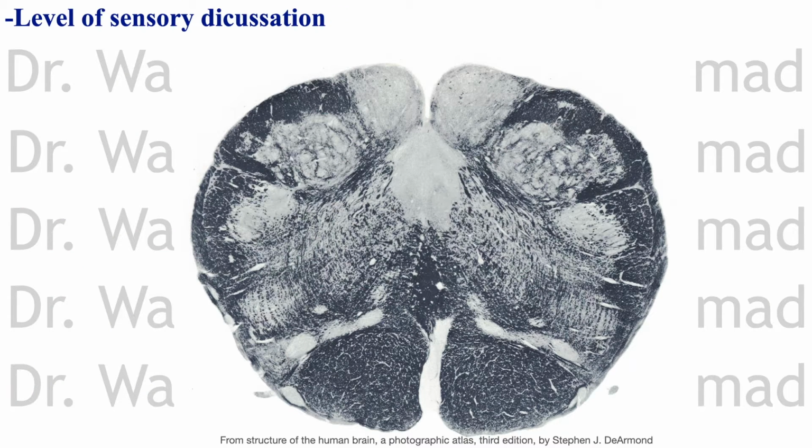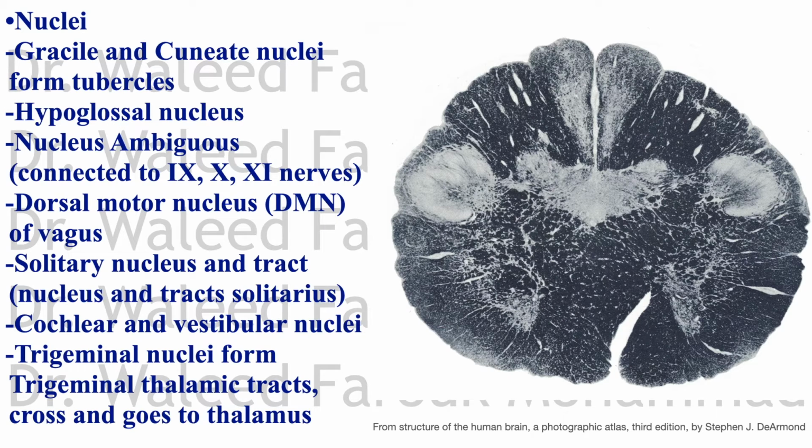This is the level of sensory decussation. And the nuclei in the medulla, we have the gracile and cuneate nuclei. They form tubercles at the back. The hypoglossal nucleus and the nucleus ambiguus, connected to the 9, 10, and 11 nerves, the glossopharyngeal, vagus and accessory nerve.